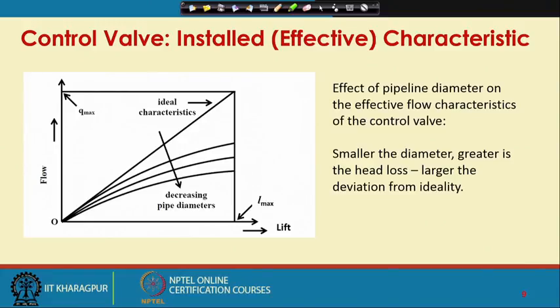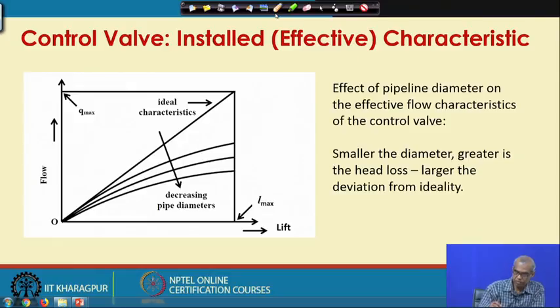The figure shows the effect of pipeline diameter on the effective flow characteristic of the control valve. We have already seen that when a control valve is installed in a process, its effective flow characteristics deviate from the ideal characteristics. Now, if we go on decreasing the diameter of the pipeline, there will be greater and greater head loss. So, there will be larger deviation from ideality.